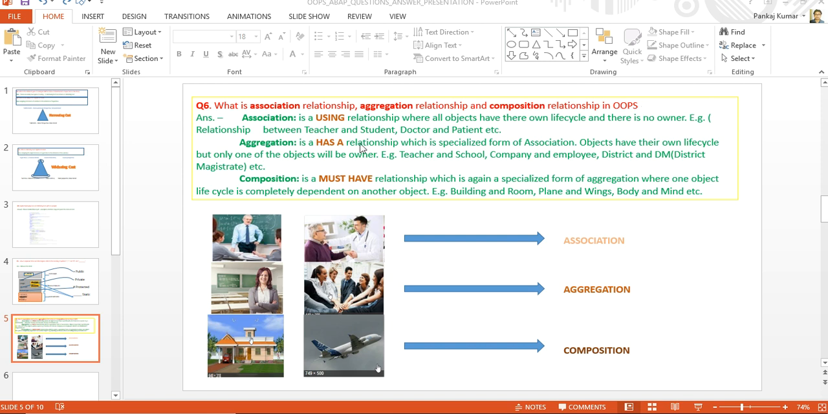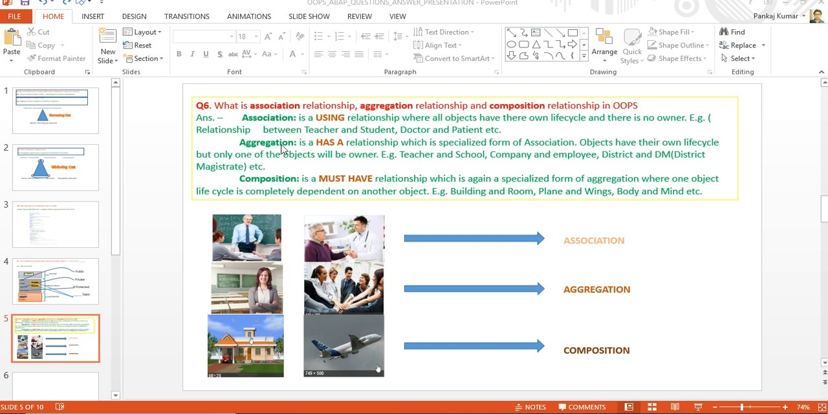So let's understand what these relationships are. Association. Association is a using relationship where all the objects have their own life cycles and there is no owner. So just understand the meaning. In association, both classes have their own significance separately, but both are related to each other. There is no owner, no slave concept. For example, a teacher and student relationship: one teacher can have multiple students and one student can have multiple teachers. Similarly for doctor and patient relationship.